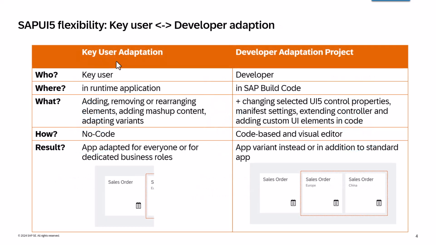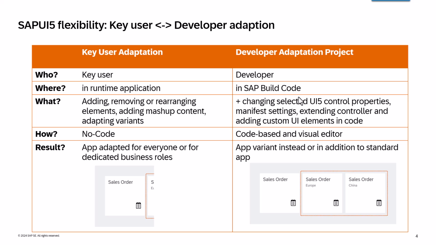Here is a quick table that lists when you want to do the key user adaptation and when you want to use the developer adaptation project. As a key user, you would be making changes in the runtime application. You would go into the adapt UI mode and then add and remove certain UI elements. It is basically no code. You just drag and drop elements, you remove stuff based on the menu item and so on.